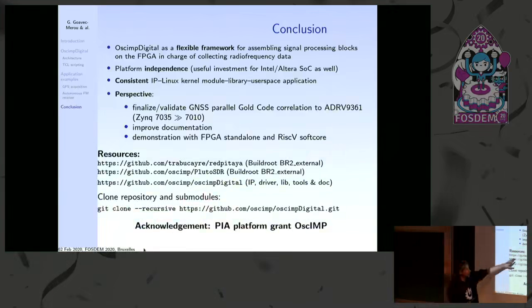Of course, we have the Buildroot extension for the FPGA. Again, same thing for the Pluto SDR, with a default configuration, and a configuration with New Radio already enabled, and of course the OscImp Digital GitHub, where everything is available. You just have to git clone, retrieve it, and read the docs and tutorials to see how to start with this ecosystem. Thank you very much.